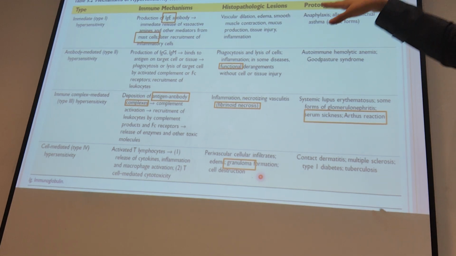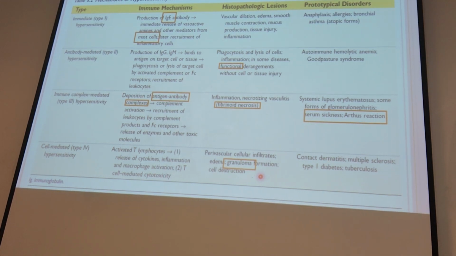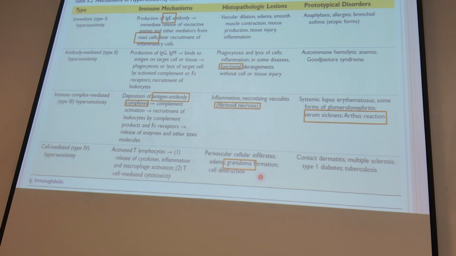And type 2 is antibody mediated. Type 3 is antigen antibody complex, yes? What is the difference between these two types? In type 2, IgM allergy? No.